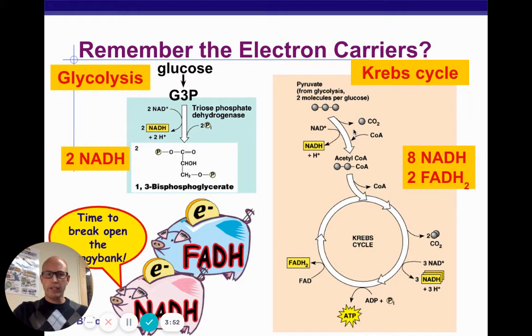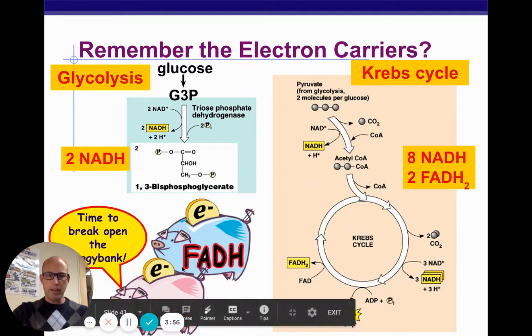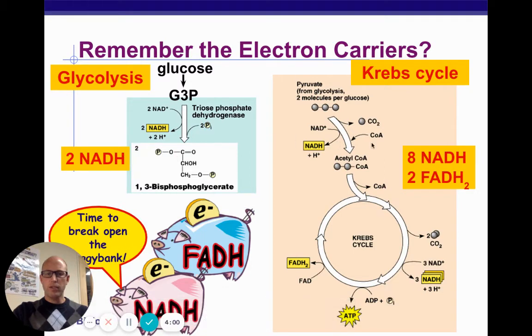Well, we've got our electron carriers. I think we remember them, right? Because who could forget a piggy bank like this? And so in glycolysis, we made 2 NADHs. In the Krebs cycle, we made 8 NADHs, 2 FADH2s. We got 12 piggy banks sitting there. Remember, we filled them with electrons.